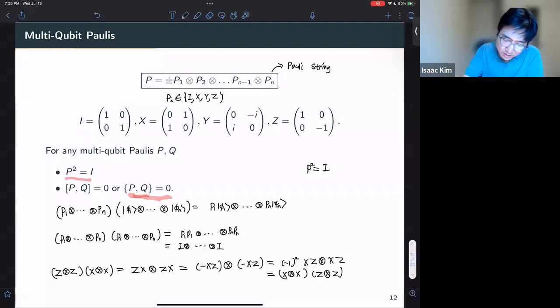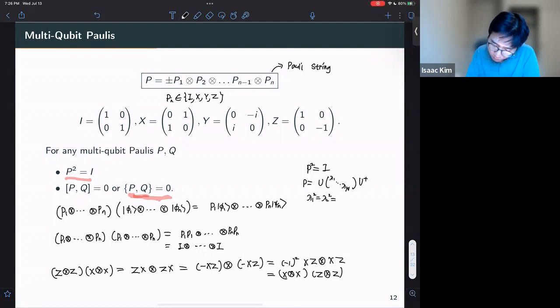Without loss of generality, suppose I have an eigendecomposition of P as U diag(λ1, ..., λN) U dagger. P squared equals identity means that λ1 squared equals λ2 squared equals λN squared, which should all equal 1. And therefore, all these lambdas must be either +1 or -1.